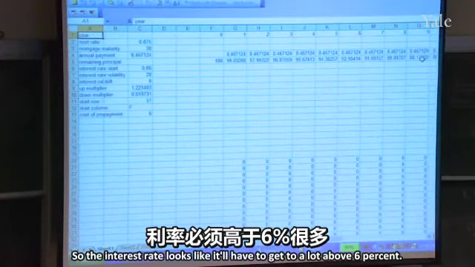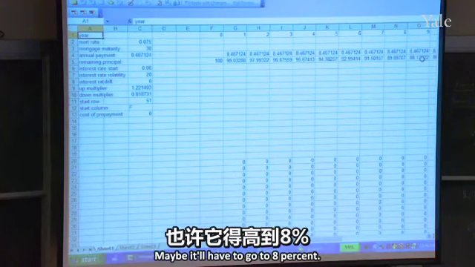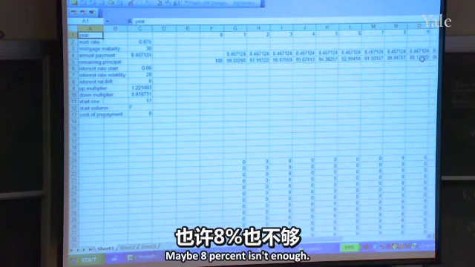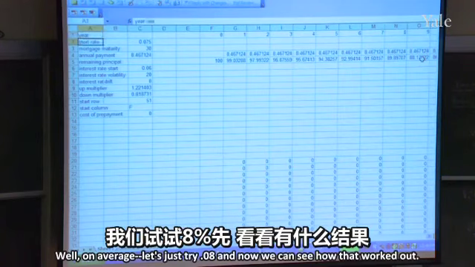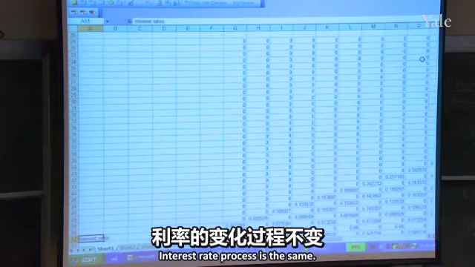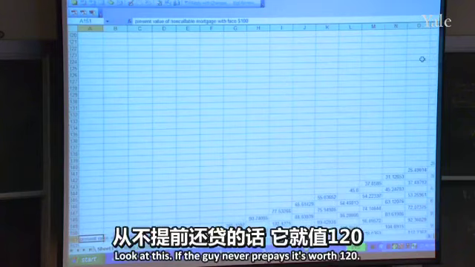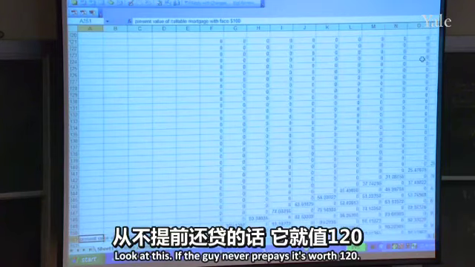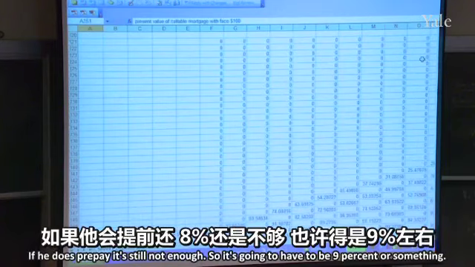Okay, so the interest rate looks like it'll have to get to a lot above 6%. Maybe it'll have to go to 8%. Maybe 8% isn't enough. Well, on average, let's just try 0.08, and now we can see how that worked out. Interest rate process is the same. Look at this. If the guy never prepays, it's worth 120. If he does prepay, it's still not enough. So it's going to have to be 9% or something.